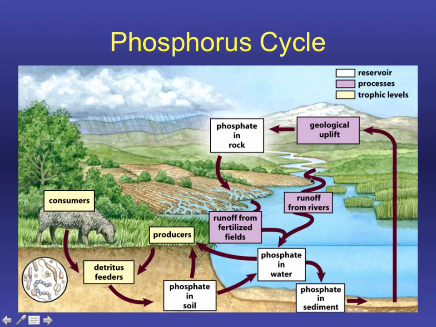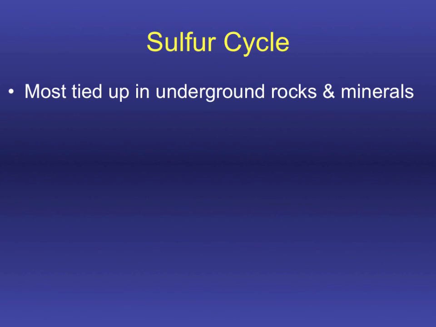Rivers are continuously bringing phosphorus down. These sediments are going to stay down here for a long time, but eventually, if the geology is such that these rocks get pushed back up above the level of the water, they could become exposed to air, exposed to water again, and then begin to weather, release phosphorus, and have it taken up by plants again. The last cycle we're going to see is the sulfur cycle.